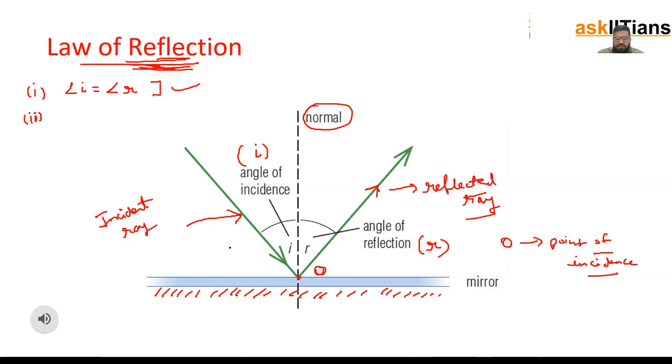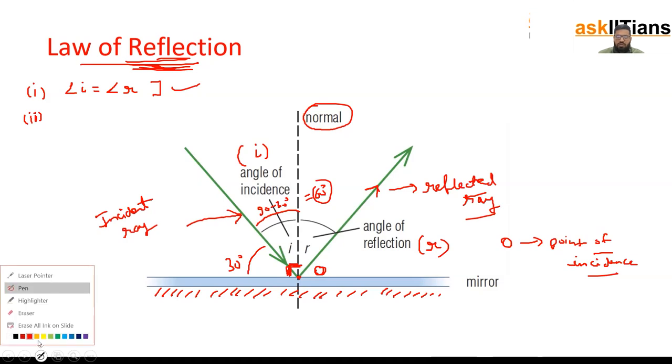Okay, suppose this angle is given as 30 degrees. So this 30 degrees is not the angle of incidence. Angle of incidence is basically this. So this will be 90 minus 30 degrees, because this complete angle is 90 degrees, because normal makes 90 degrees with the surface. So this 60 degrees will be the angle of incidence. So always remember the angle of incidence and angle of reflection are from normal only, not from the mirror surface. This thing is clear?